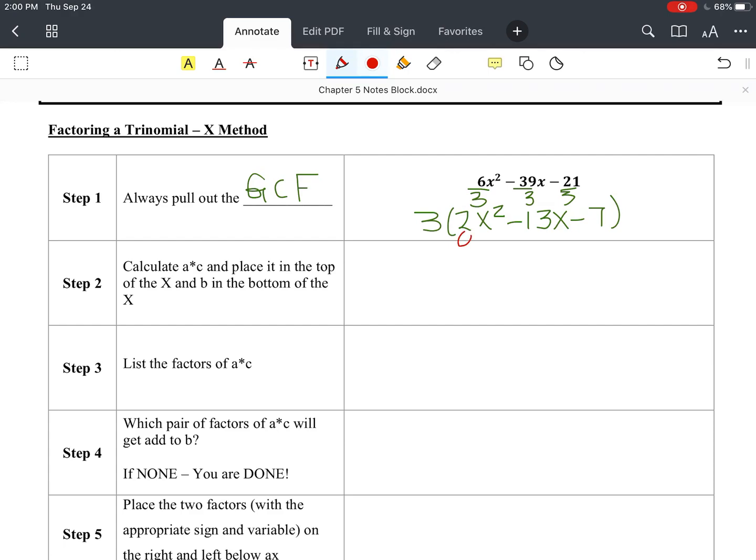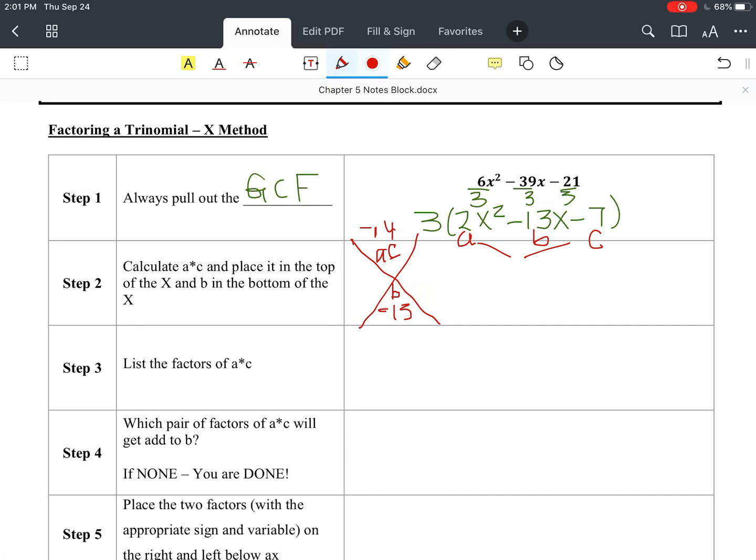Now we're going to need to know what A, B, and C are. So A is in front of x squared, B is in front of x, and C is your constant at the end. We're going to draw an x. This is how we set up and organize our information. On the top of your x is going to be A times C. Well, in this case, A times C is going to be 2 times negative 7, so it's going to be negative 14. The bottom of your x is B, and in this case, B is negative 13.